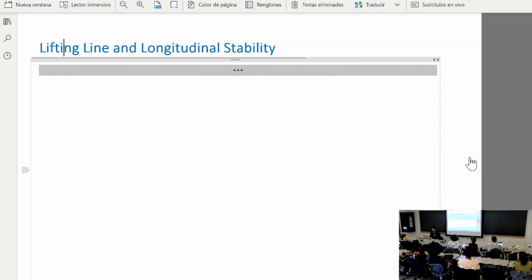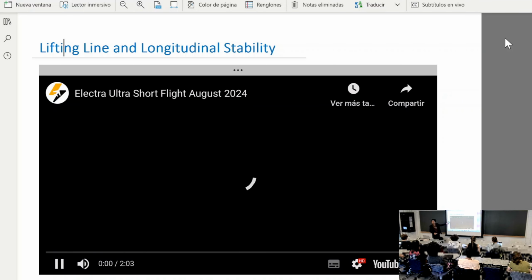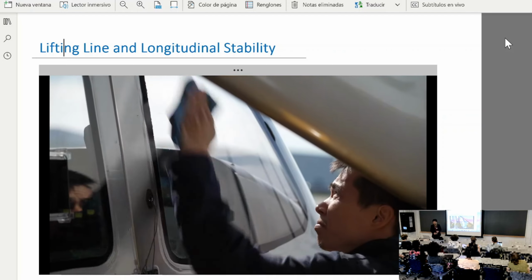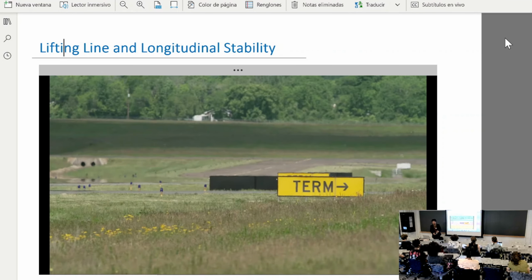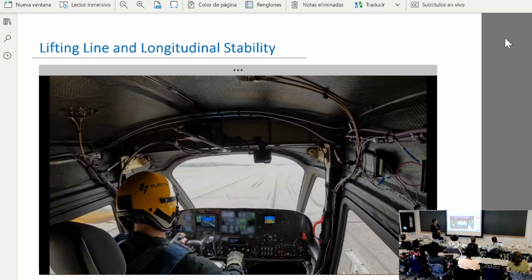Okay, so this brings us to this case. Let's watch this video. And in this video, think about why this is an especially bad case for longitudinal stability, and especially think about how much downwash there might be.